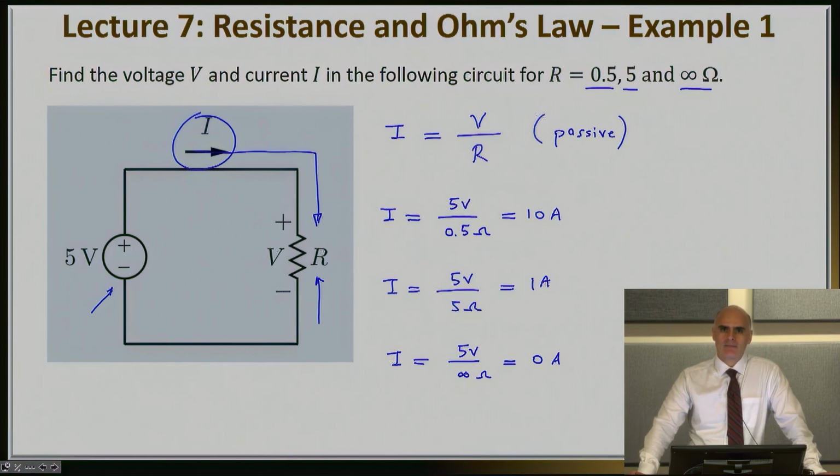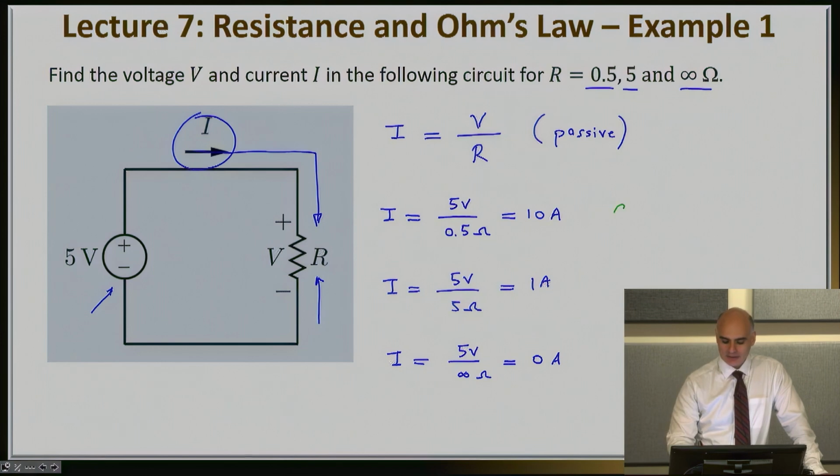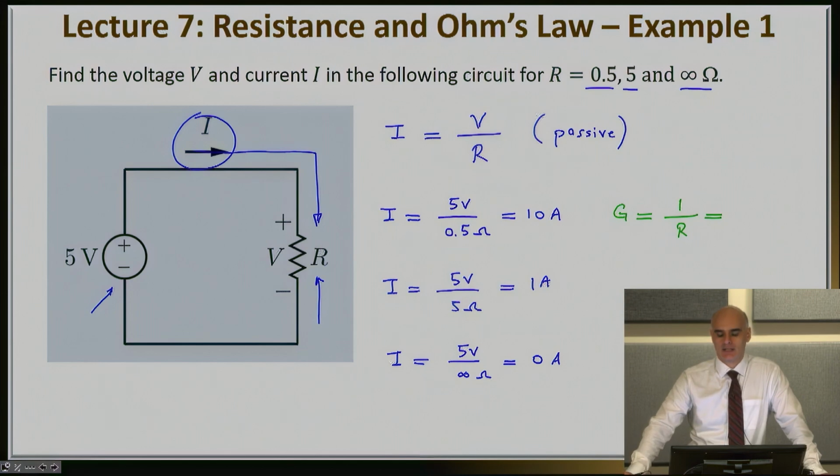Now, let me also take one more step here and very quickly calculate, at least for the first case, what is the conductance of that resistance. We have seen that the conductance G is basically defined as 1 by R. So since my R here in the first case is half an ohm, the conductance G is going to be equal to 2 Siemens.